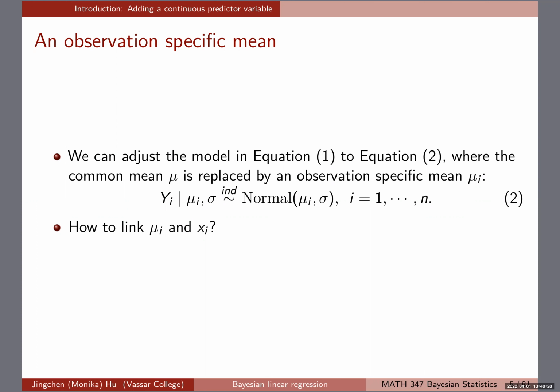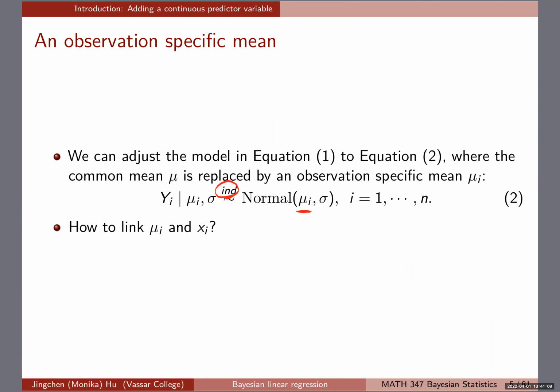So equation 2 is saying that each of the observations yi independently, so you see that instead of IID, we're using IND over here to represent that it's independent. IID stands for identically and independently distributed. Right now, they do not identically follow the same normal. They follow their own observation specific normal, but we still assume that they're independent from each other. So this is why instead of IID, we have IND over here. And then the mean mu i is going to be observation specific. All right, so the next step is how to link the mu i and xi.